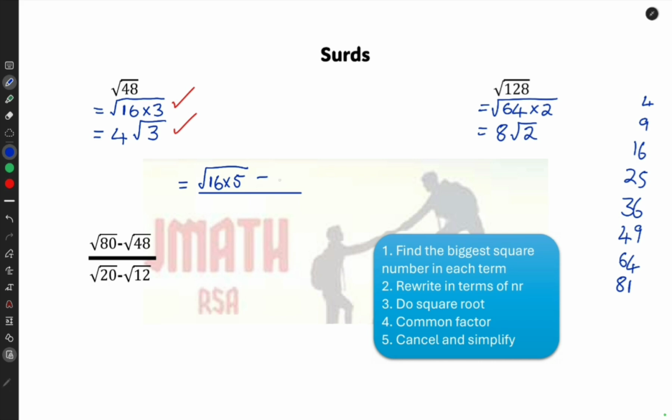Okay, 48 we luckily just did. So I can say that is 16 times 3. Then the 20 will be 4 times 5. And the 12 will be 4 times 3.